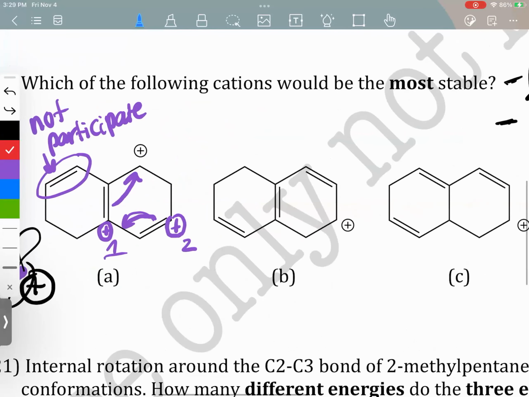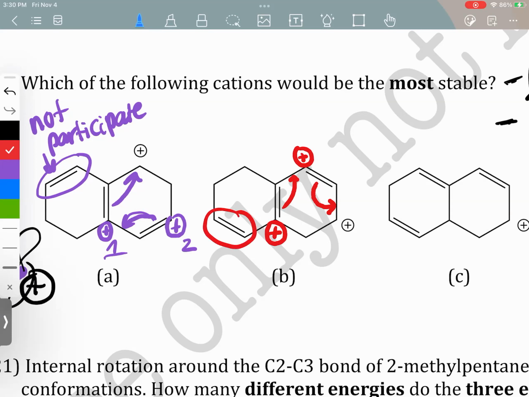Now let's look at B. The first movement we can do, resonate this double bond down here, because it's near that double bond. So this carbocation will end up here. Can it resonate again? Yeah, the double bond right in the middle. So we can move this up, and then that carbocation ends up where? Down there, in the middle. Right here, 3rd carbon. Yeah, so this one can resonate again.